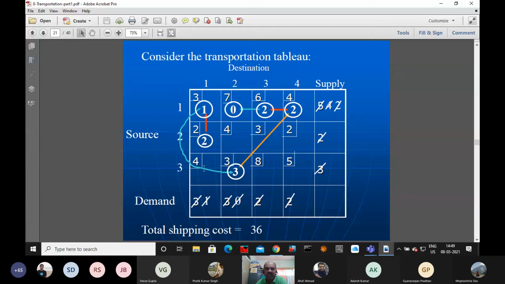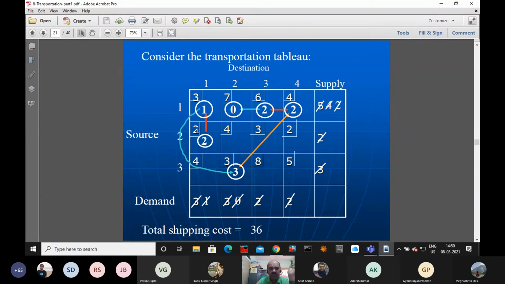So as a result, in the first column, 1 unit is left out. In the second row, nothing is left out. So what should we do? We are going to drop the second row. Nothing is left out, so the second row is dropped. And to this cell, which cell? Cell number 21, we have allocated 2 units. Okay. So once we have allocated in this manner, we'll see what is left out.